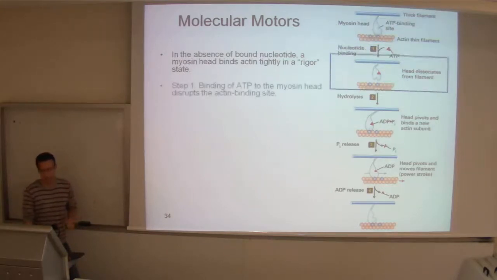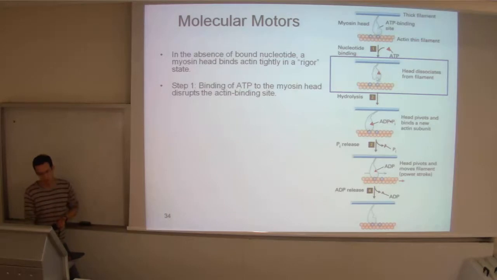Okay, and then you add ATP to the system, and it binds to the ATP binding site on the myosin head. This leads to a conformational change in the myosin head, and the binding with actin is disrupted, and the myosin head is released from the actin. Okay, so this is the second step, the head dissociates from the actin.